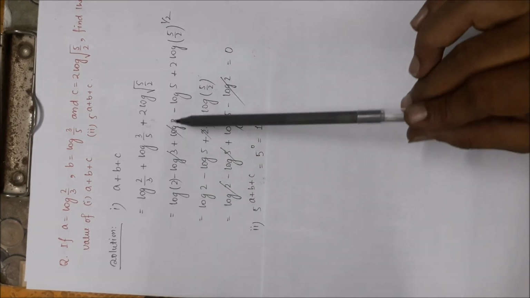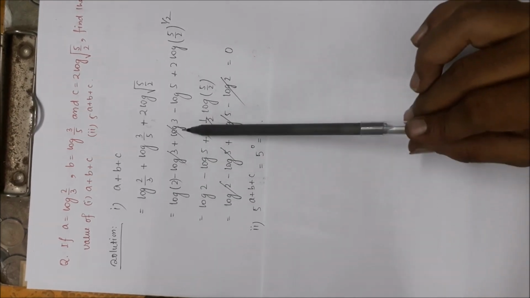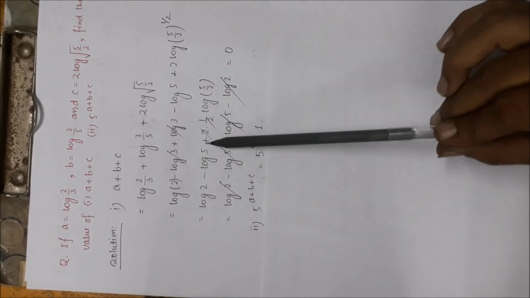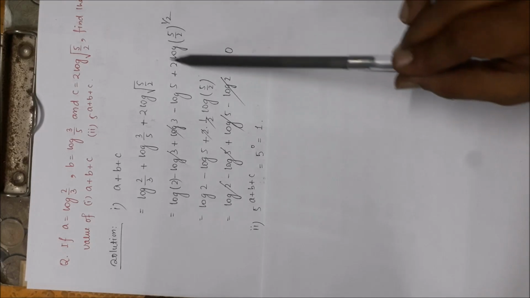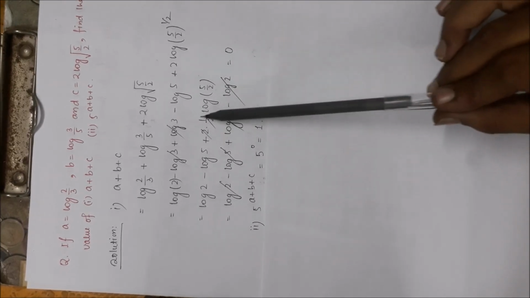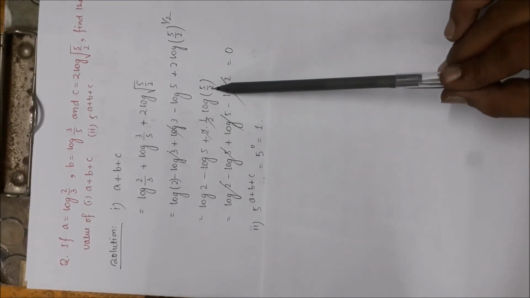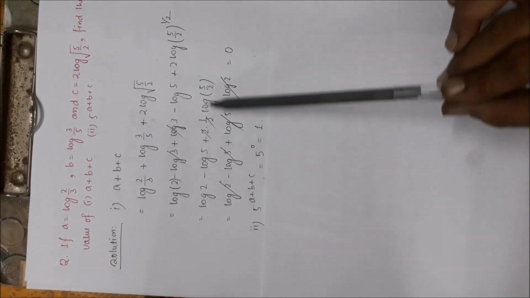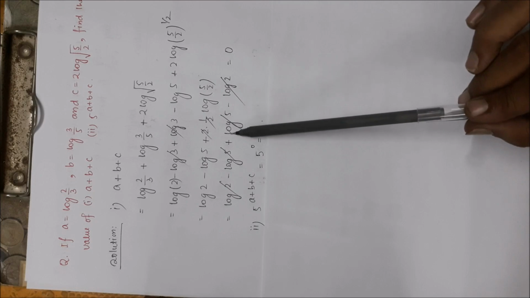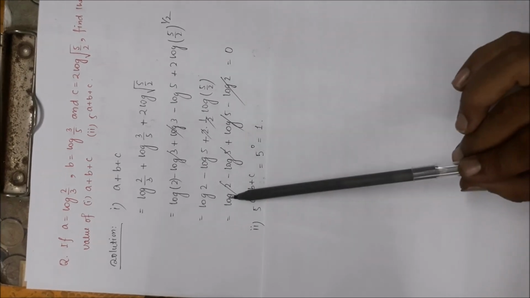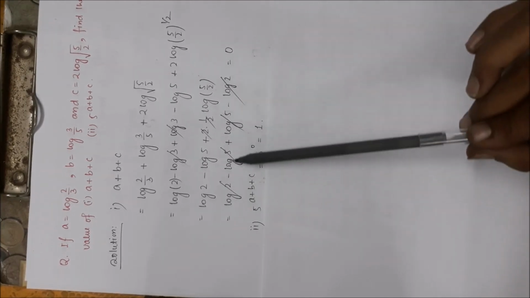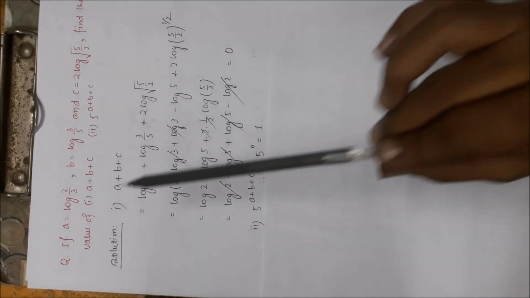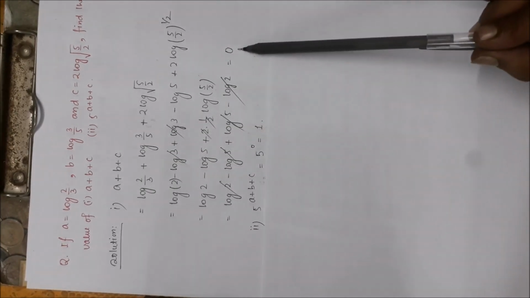Now log 3 plus log 3 and minus log 3 cancel each other. So you will get log 2 minus log 5 plus 2 into, using the power rule, 1 by 2 log 5 by 2. Log 2 minus log 5 plus log 5 by 2 can be written as log 5 minus log 2 plus log 2 minus log 2 cancel, minus log 5 plus log 5 cancel. So you will get 0. That means a plus b plus c equals 0.